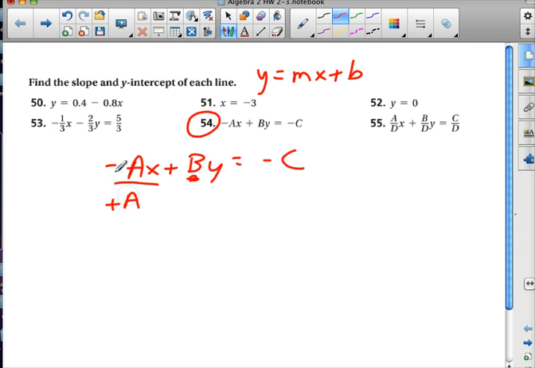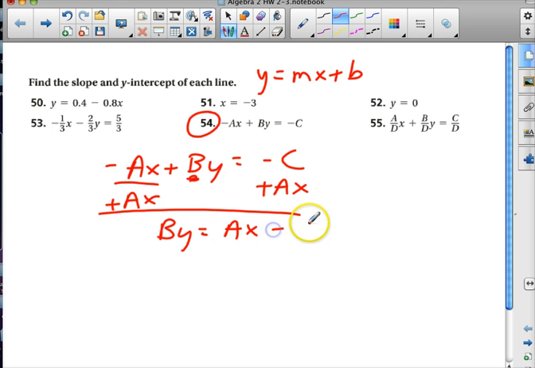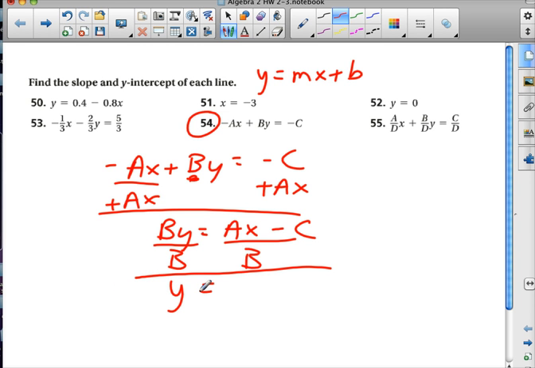I'm going to go ahead and add ax to both sides. Now notice I'm putting the x term in front because, again, I want to do y equals mx plus b. And I'm going to go ahead and divide both sides by b. So y is all by itself now, which is exactly what we wanted.